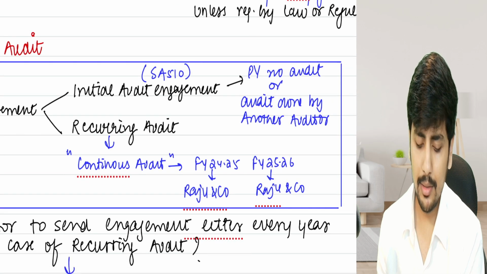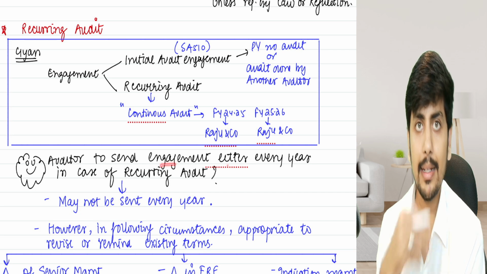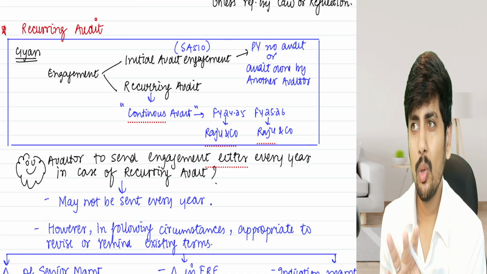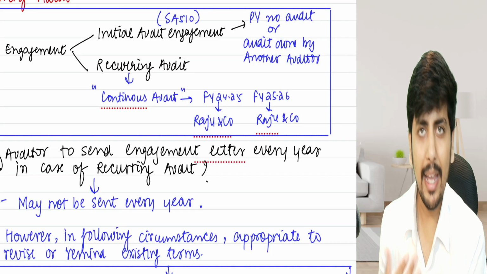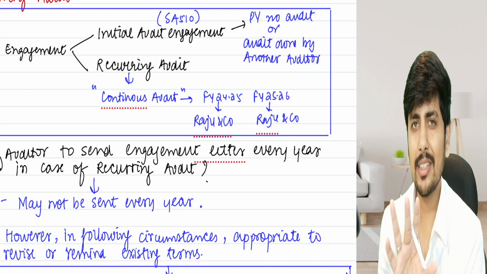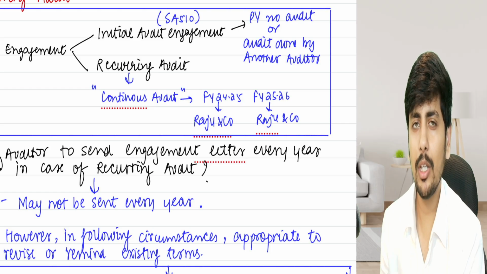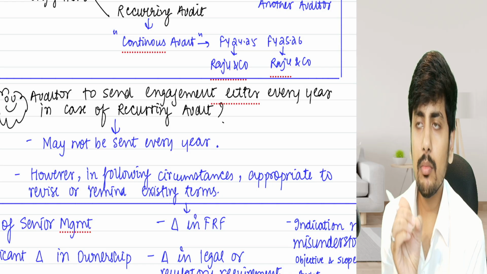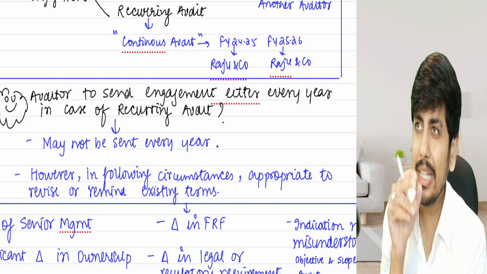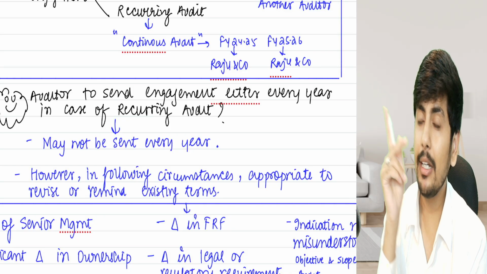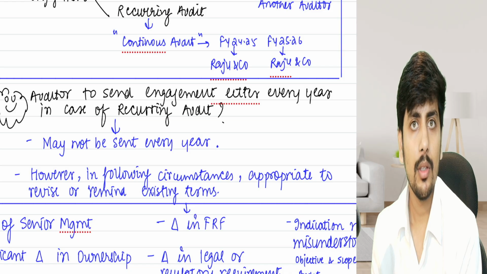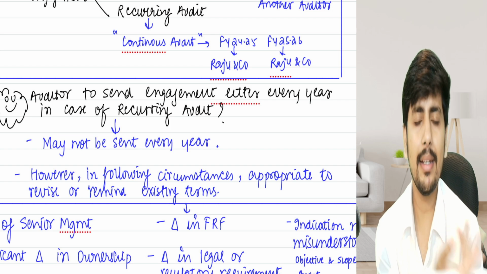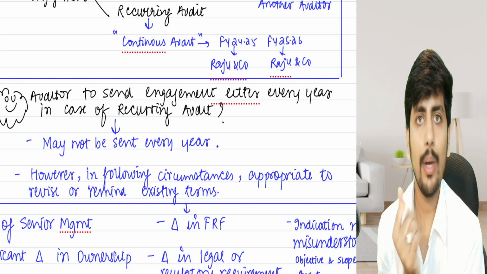So the question arises, does the auditor need to send an engagement letter every year? Now, if we think logically, no. It is not compulsory that the auditor needs to send an engagement letter every year. It is very justified that you don't need to send an engagement letter every year. But there may be some circumstances that the standard defines, where the standard says you need to revise your engagement letter or remind your client about the terms and conditions. There can be some circumstances that require the auditor to remind existing terms and conditions or to revise the engagement letter.